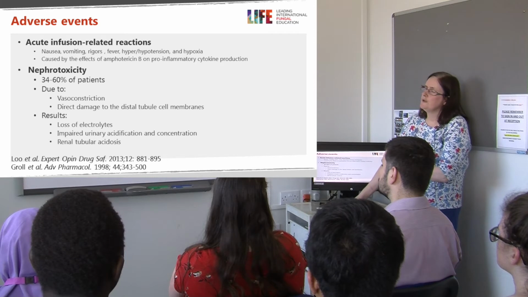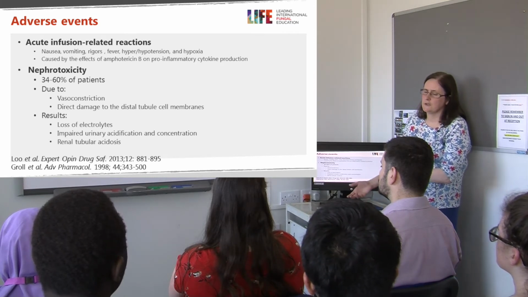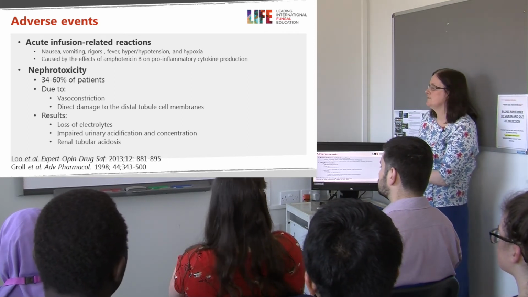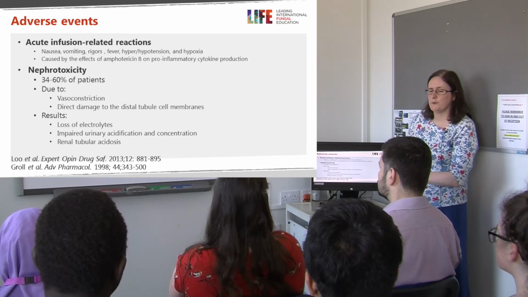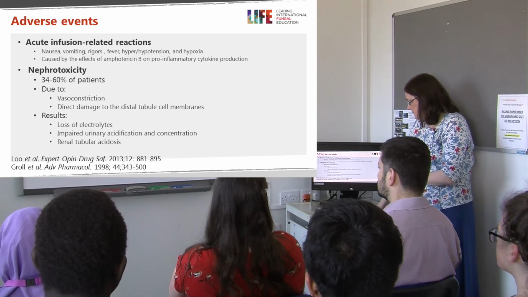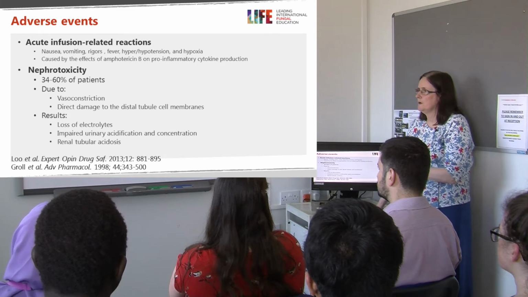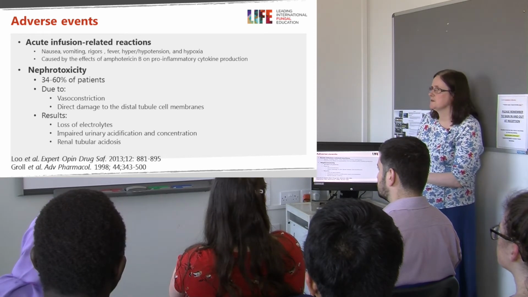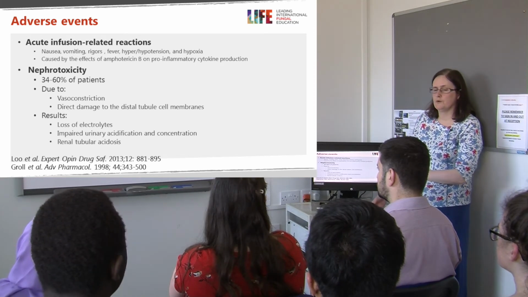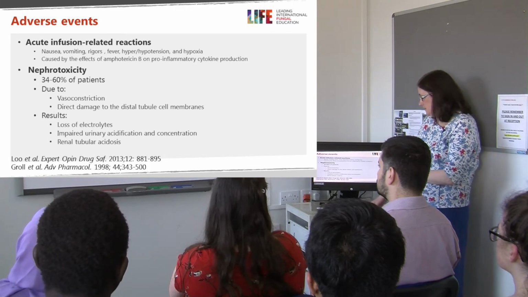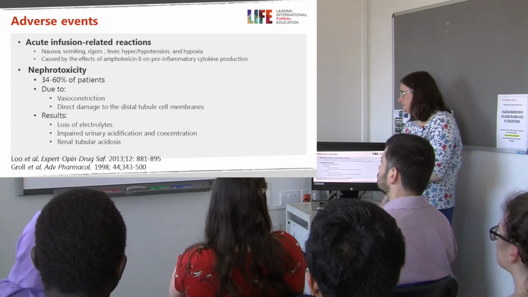The impaired urinary acidification can actually occur and last for a few months after stopping amphotericin, but over time tends to settle. Well, as I've mentioned, for the renal tubular acidosis, a good proportion are reversible, but sometimes they can be long-lasting.